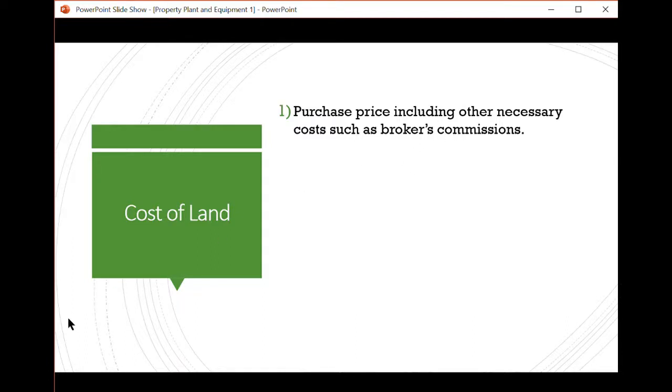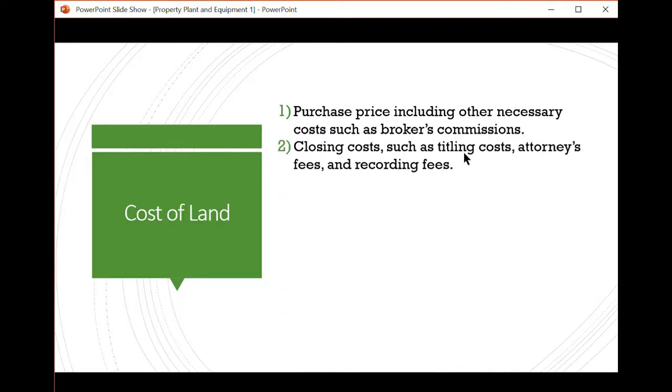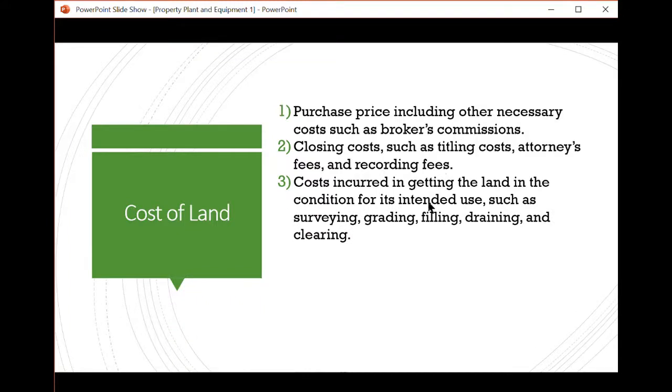But usually when selling land, you know there is an intermediary, another person who arranges between the buyer and the seller. So the broker gets a commission. Then you have closing costs such as titling costs, attorney's fees, and recording fees. These are related to obtaining a clean title for the property. Then, cost incurred in getting the land in a condition for its intended use, such as surveying, grading, filling, draining, and clearing.